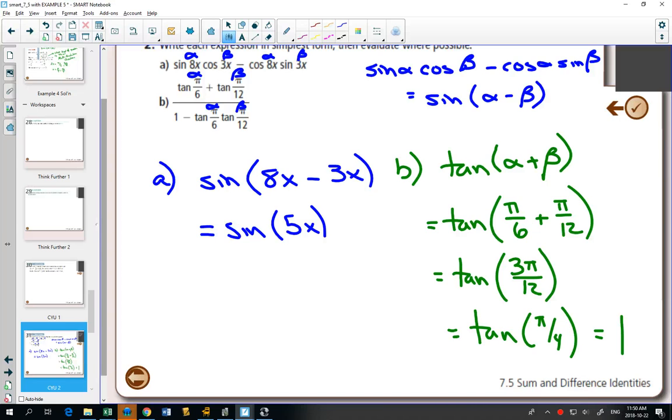Yes. Because all of this was the right-hand side of the formula that was equal to tan alpha plus beta. And alpha was pi over 6, and beta was pi over 12. And that allowed us to change it, and once we changed it, things got simple really quick, and we were able to answer it. Questions for practice are 4 and 5.